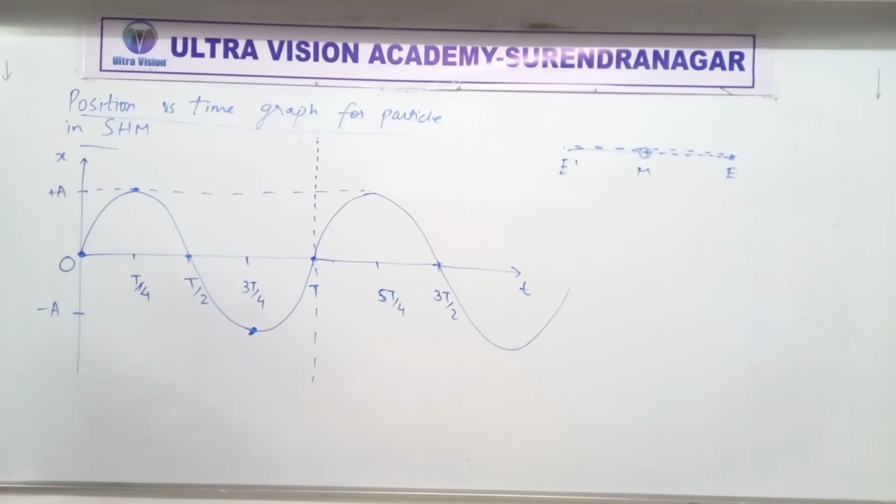Yes, if you take cos, then the graph will be like cos. But everything really depends on the value of phi 0. I just want you to write this over here at the top of this graph: that we have drawn this graph for phi 0 equal to 0. Okay?